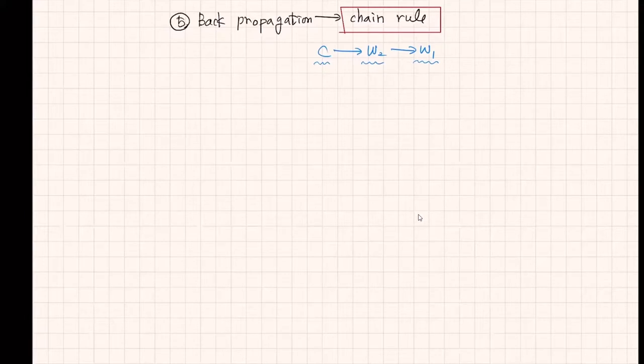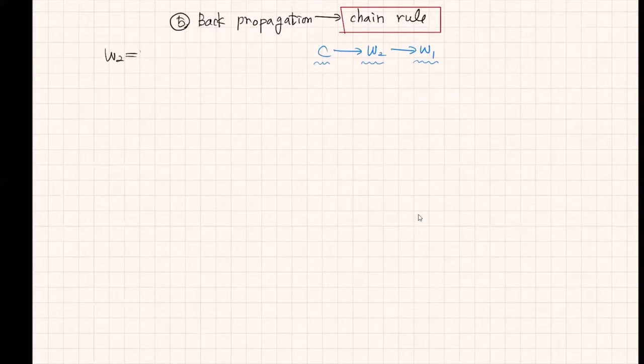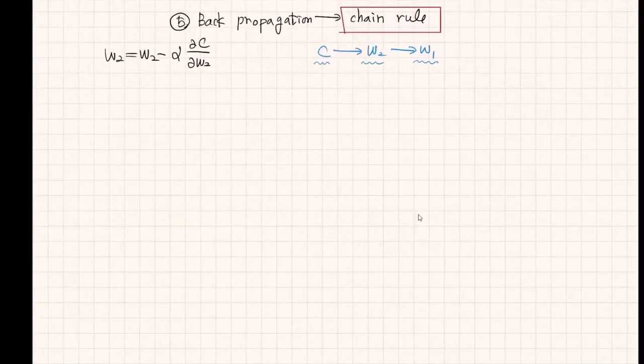Let me spend some time. It is a very boring process, but if you follow these equations, you will be more confident about backpropagation. Let me start with, as on the previous page, I was saying that W2 should be updated by this. Now I'd like to derive this equation.